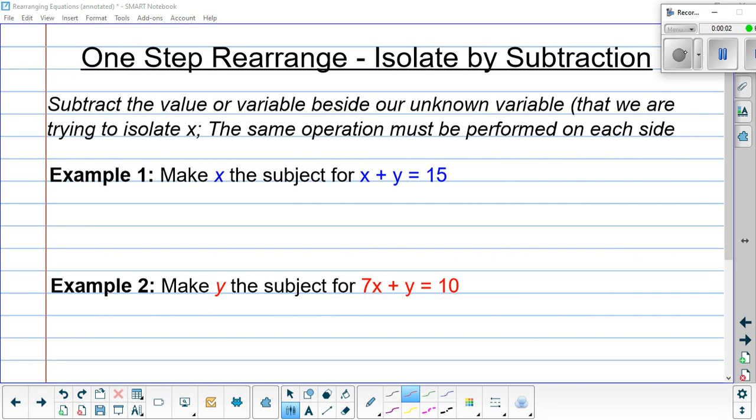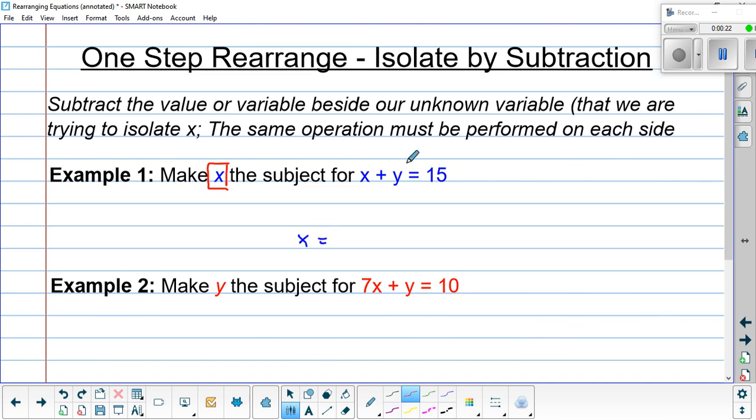Alright, so today we're looking at rearranging formulas, one-step rearrangements. So today we're looking at isolating by subtraction. All we have to do is first indicate what we're looking for. So make the x the subject. That means at the end, we're going to have our end expression as x equals blank.